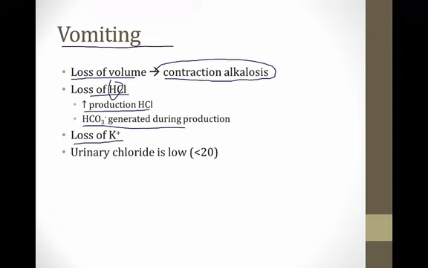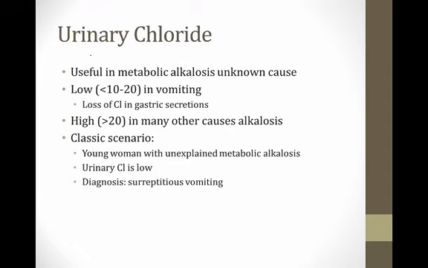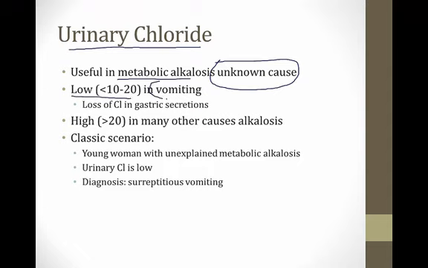And then a very important thing to know is that the urinary chloride gets low when patients are vomiting. Measurement of the urinary chloride level is a diagnostic test that is sometimes useful in metabolic alkalosis due to an unknown cause. The reason it can be a useful measurement is because the urinary chloride level will be low, which is less than 10 to 20 in patients who are vomiting. The reason it's low in this setting is because there is loss of chloride in gastric secretions. The urinary chloride level is high in many other causes of alkalosis. Thus, this is helpful for making a diagnosis of vomiting as a cause of metabolic alkalosis.